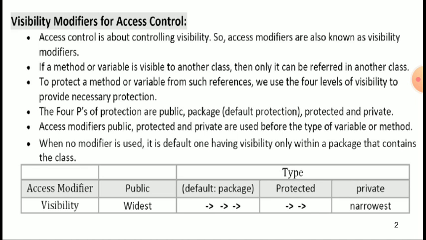So that is the access modifier. And next is visibility. Public is the widest visibility. Default package, so that visibility is narrower, then protected, and private is the narrowest. So that is the access modifier.